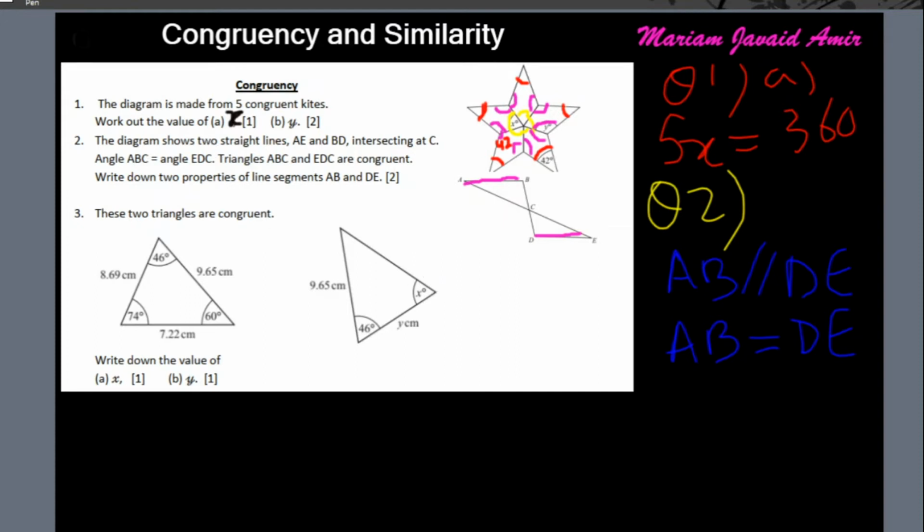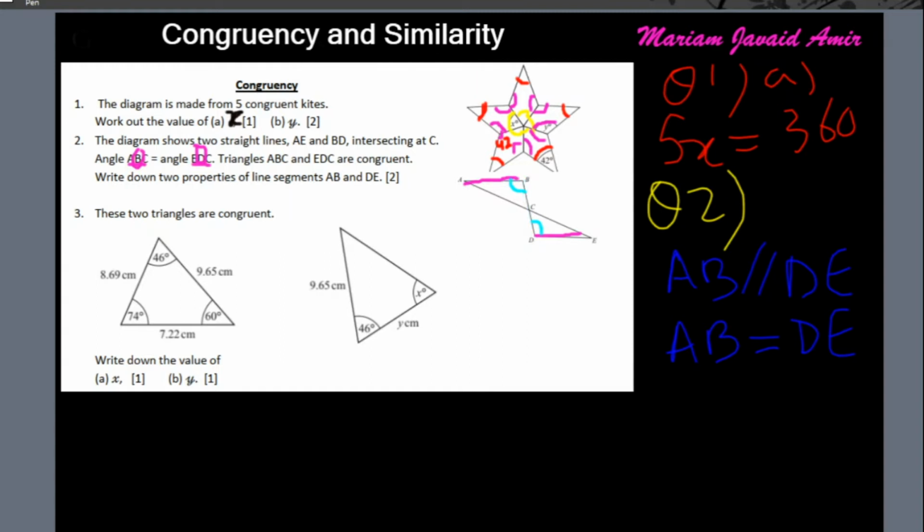We know that triangle ABC is congruent to triangle EDC, which means angle B should be equal to angle D, since they're congruent. This is the property for congruent shapes. So angle B and angle D are equal, and notice this is making a Z, and these two angles are equal. When we get alternate angles, that means these two lines are parallel. So that's why these are parallel and equal.